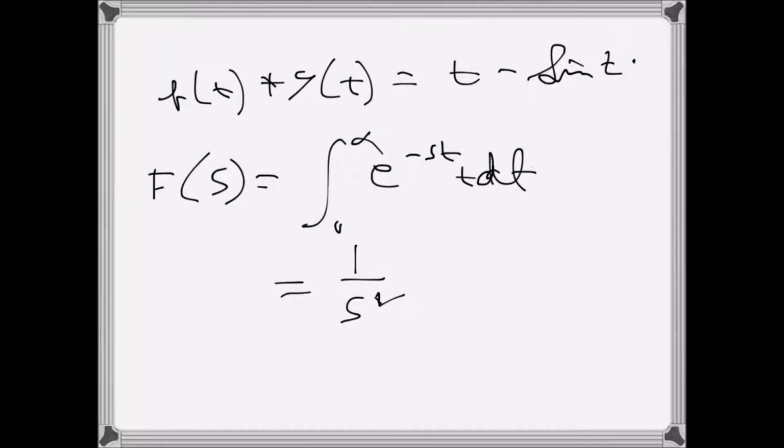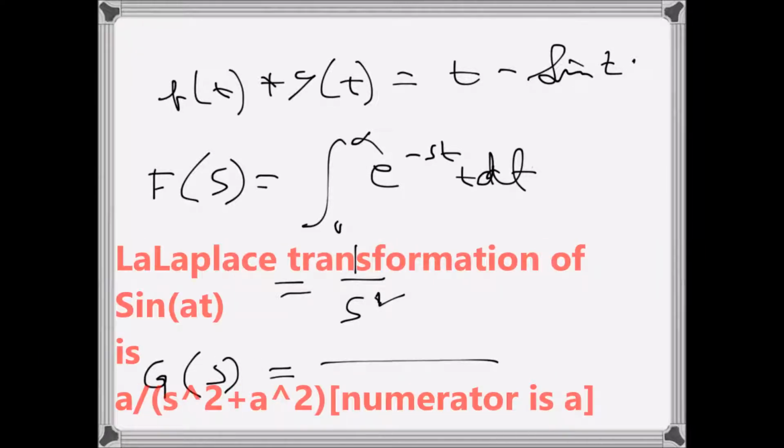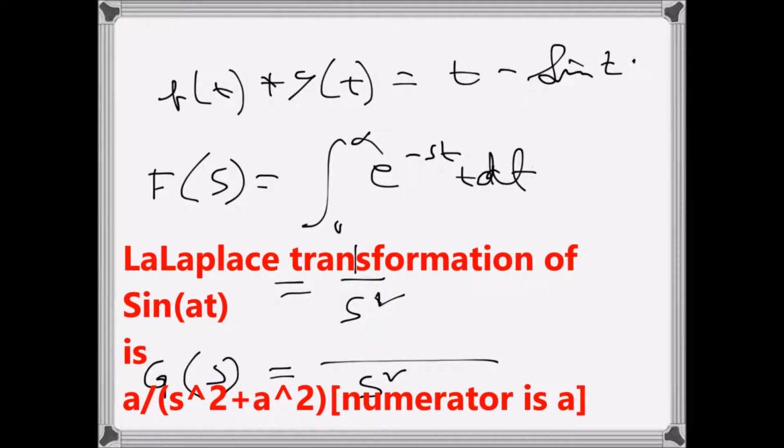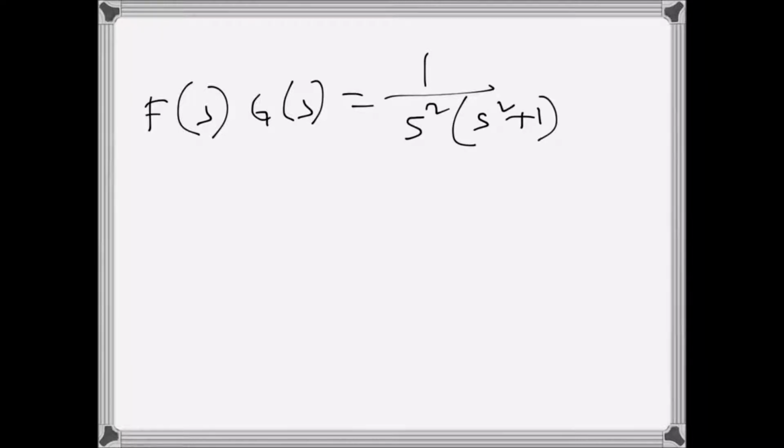And the Laplace transformation of sine t will be, if it was sine at, the Laplace transformation of that would be a over s square plus a square. But for our case a is 1 because the coefficient of t is 1, so G(s) will be 1 over s square plus 1. So F(s) times G(s) is 1 over s square times s square plus 1, like that.